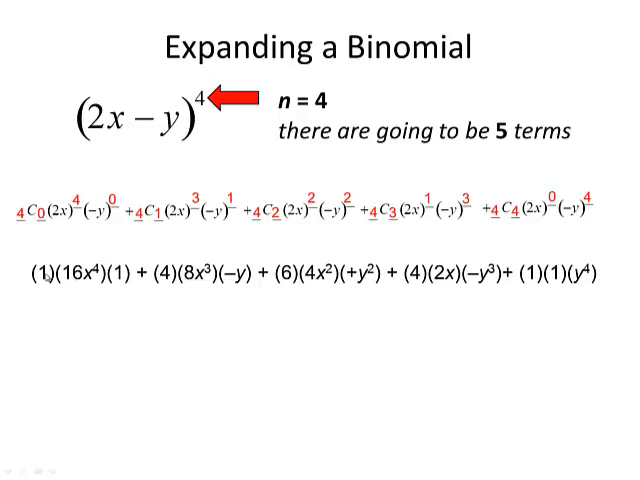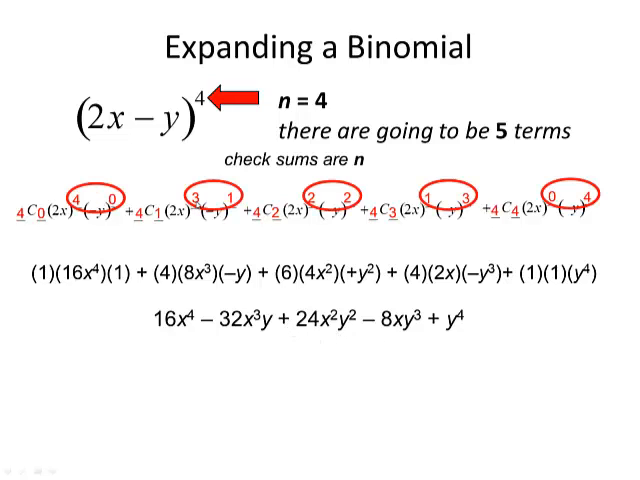Cleaning this all up, we have 1 times 1 times 16 is 16x to the 4th, 4 times 8 times negative 1 is negative 32x cubed y, 6 times 4 is 24, x squared y squared, 4 times 2 times negative 1 is negative 8xy cubed, and 1 times y to the 4th is y to the 4th.